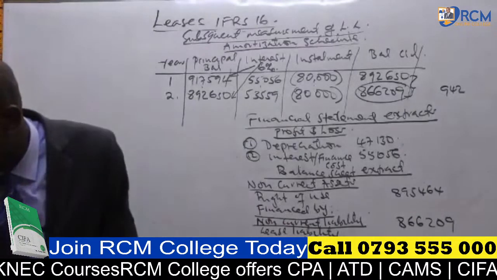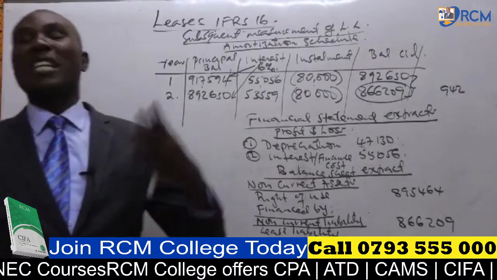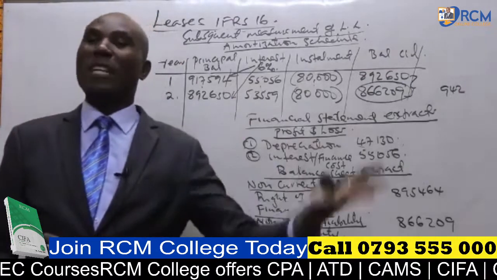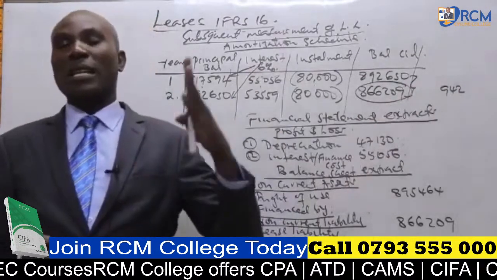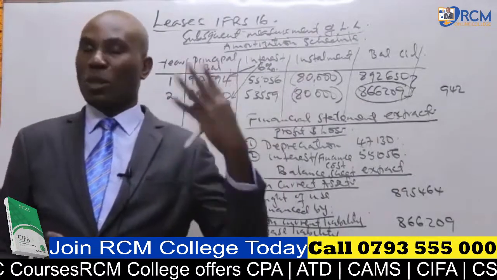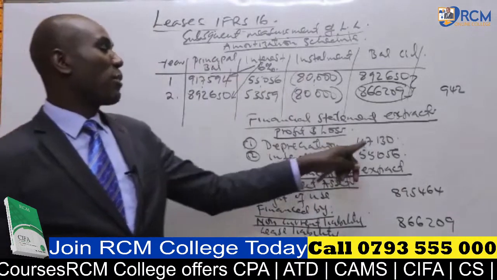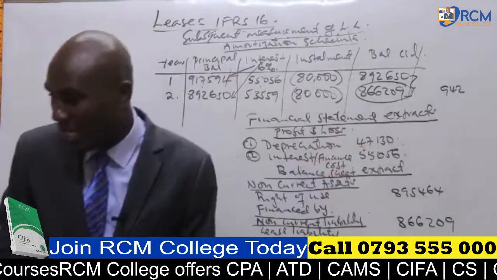ROU 942. No, for ROU we subtracted depreciation. Remember, we depreciate the asset. Therefore, we take the carrying amount after depreciation. 942 was the cost at initial recognition, but subsequently we subtract depreciation. Depreciation was 47,130.